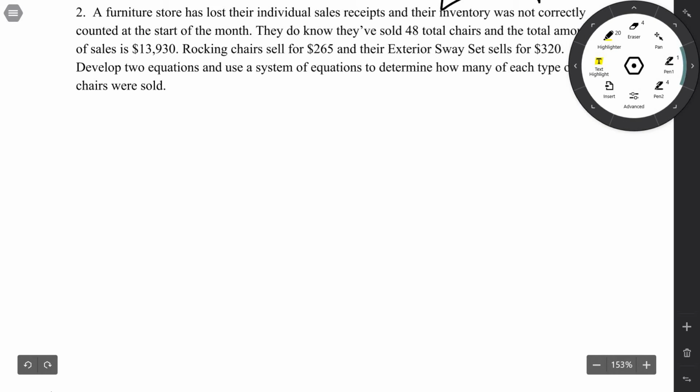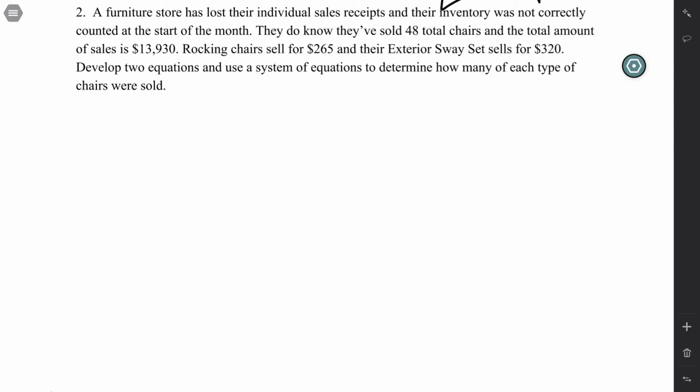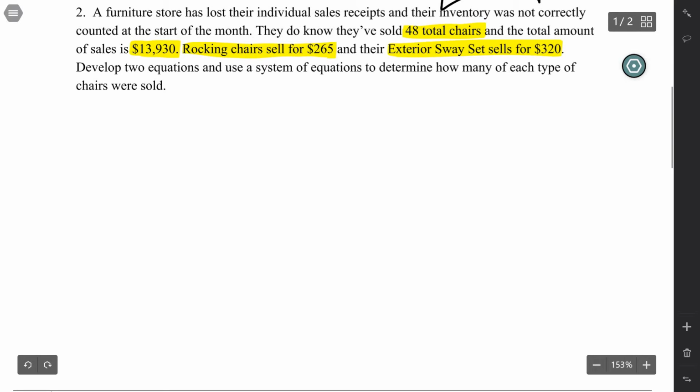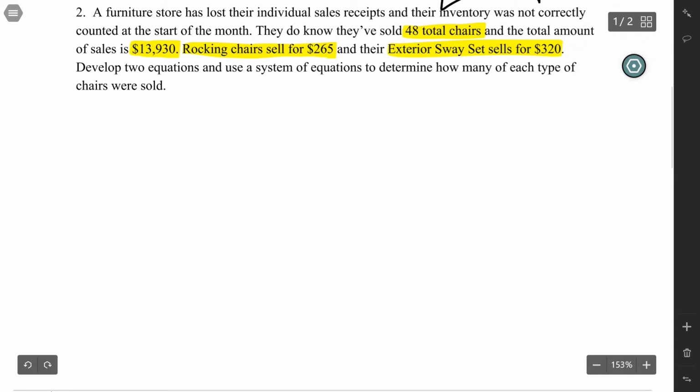All right, I am going to highlight what I know that I need. So let's see. We know they've sold 48 total chairs. That's going to be important. The total amount of sales is 13,930. Rocking chairs sell for 265. Exterior sway sets sell for 320. This one we're not going to look for in ordered pair because neither of these is really assigned an X or a Y value. That wouldn't really make any sense.